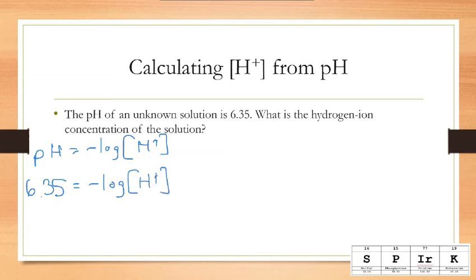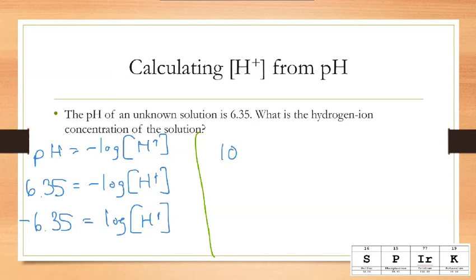So we need to do a little bit of algebra. What we're going to do is divide by that negative 1. So we have negative 6.35 equals the log of H plus. And this might be a new concept for some of you. Logs are base 10. They're based on 10. So to get rid of a log, we use base 10. So we have 10 raised to the negative 6.35 power equals 10 raised to the log of H plus.